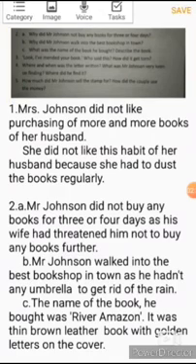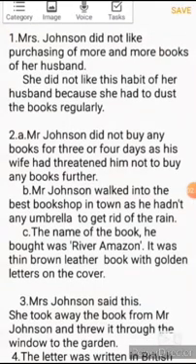Next, B. There are three parts to question number 2. Now B: Mr. Johnson walked into the best bookshop in town as he hadn't any umbrella to get rid of the rain. Now see, the name of the book he bought was River Amazon. And how was the book? You will write it this way: it was a thin brown leather book with golden letters on the cover.